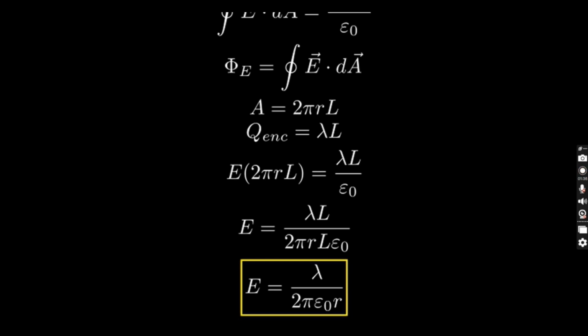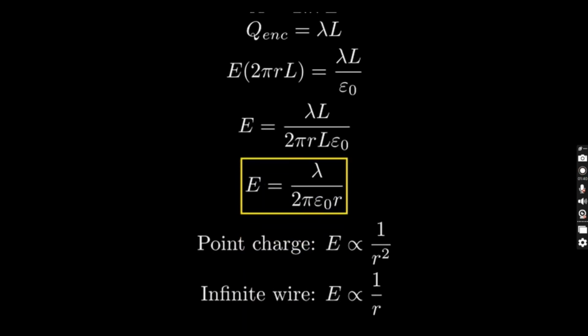This result shows us that the electric field falls off as 1 over r, which is different from the 1 over r squared dependence we see with point charges. This is because the infinite wire can be thought of as a continuous line of point charges, and their combined effect leads to this 1 over r dependence.